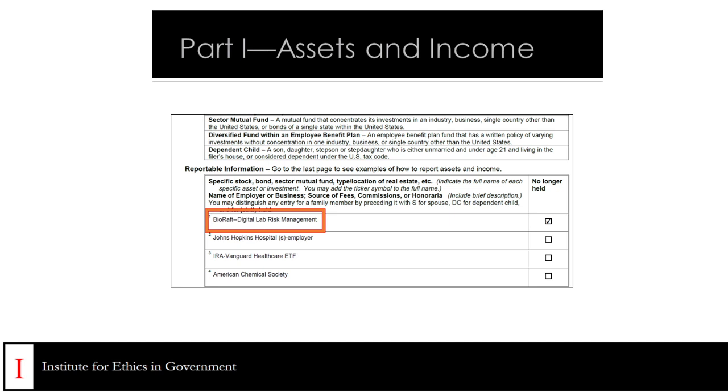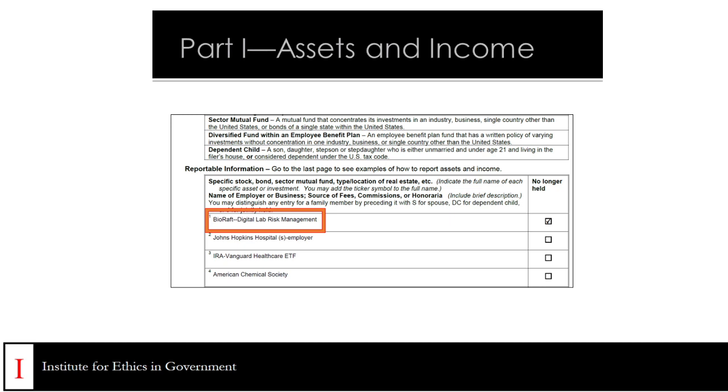And this is an area where there is notoriously underreporting, not necessarily willful, but if you don't see spousal employment or spousal holdings, that is quite often something that employees just neglect to disclose because they're unaware that they have to. So you should expect to see employment interests and assets both for the employee and for the employee's spouse. So let's start by looking at the first source of income on the report, and it's BioRaft Digital Lab Risk Management, and he indicates that it is no longer held.